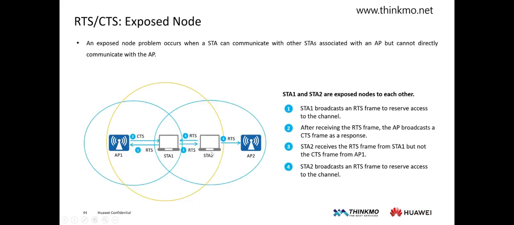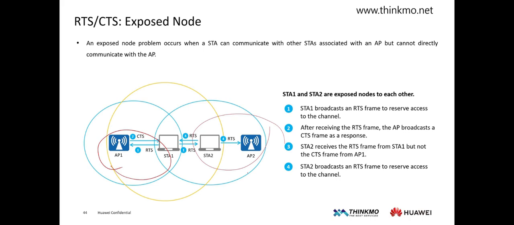The second one is called an exposed node, which is quite special. It's somewhat similar to a function we mentioned earlier called BSS coloring. This involves the transmission scenario between terminal 1, AP1, terminal 2, and AP2. Terminal 1 and AP1 are exchanging data with each other. Meanwhile, terminal 2 and AP2 are also exchanging data with each other. In other words, the two transmissions themselves actually have no impact on each other. I transmit mine, you transmit yours, without any impact.